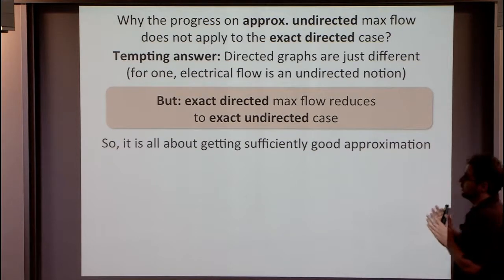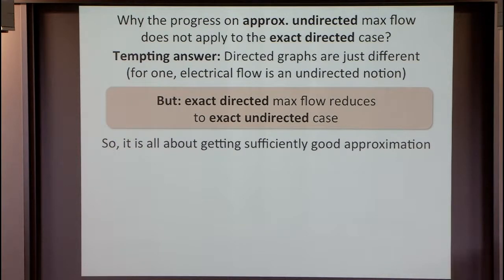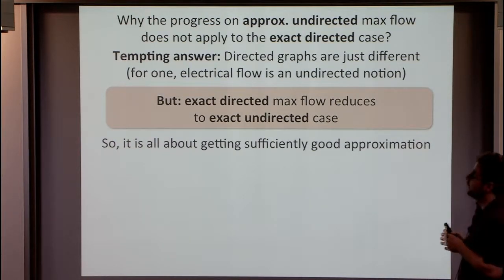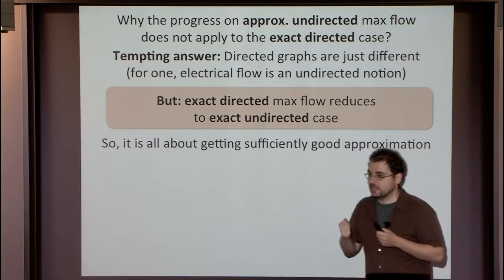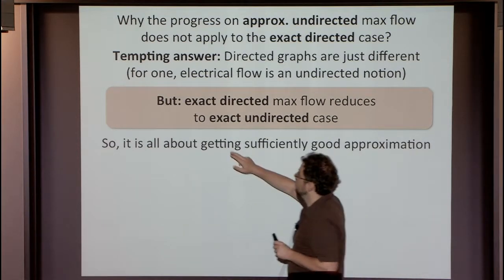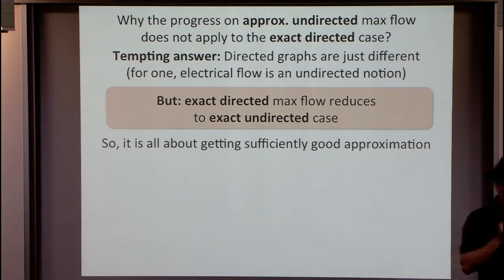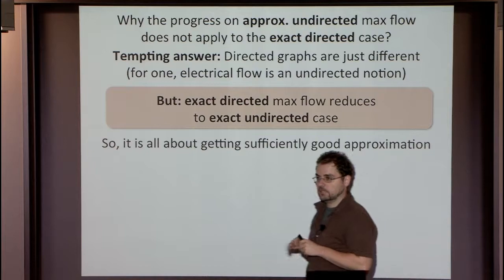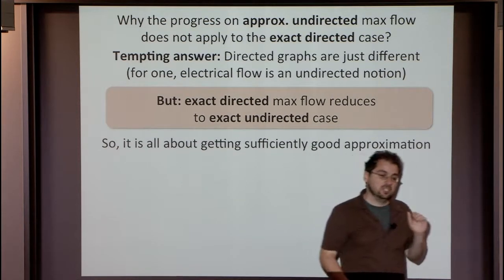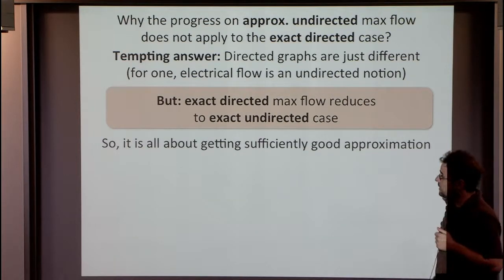There are two reasons why this is not the right answer, but I will just focus on one of them, which is very specific to max flow. Namely, max flow has this very interesting feature that you can reduce the exact directed max flow to the computation of exact undirected max flow. So it's really not about the graph being directed or not. The only thing that's important here is the word exact. Essentially, once you are able to solve undirected max flow exactly, as opposed to approximately, you already get the directed case for free. It's all about getting a sufficiently good dependence of our running time on accuracy. So that's the end of the game.